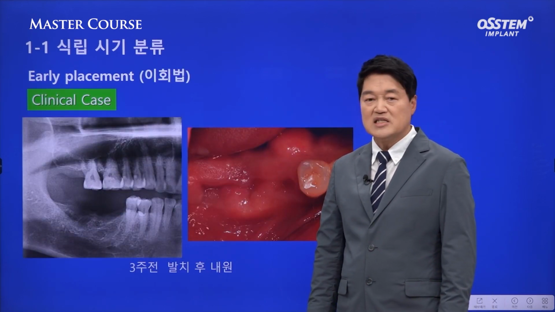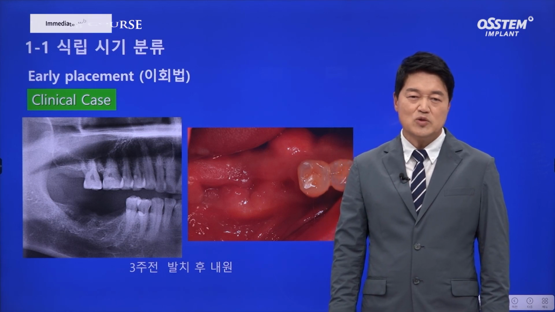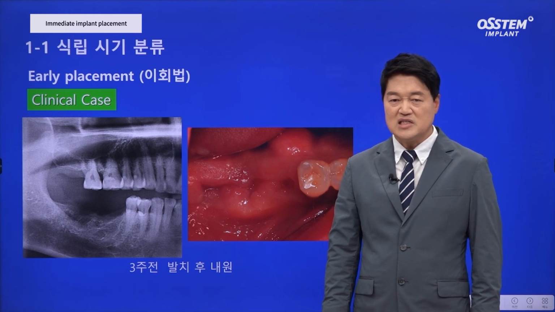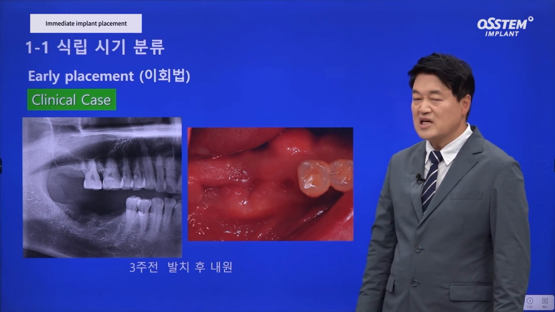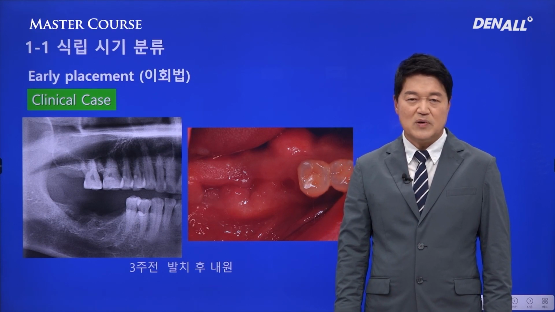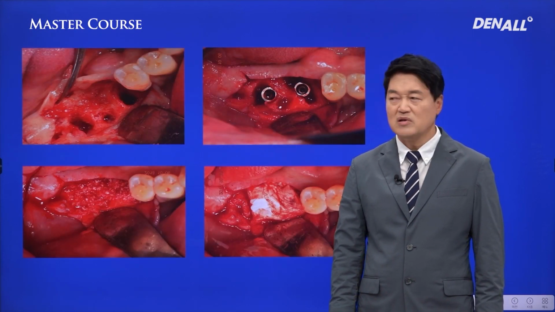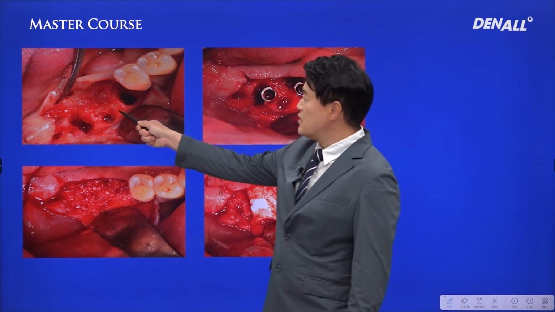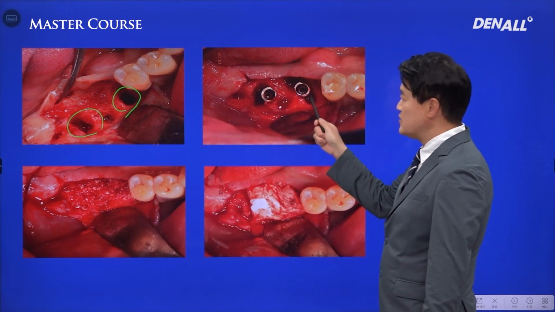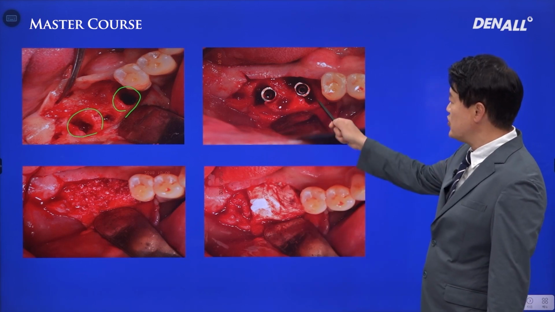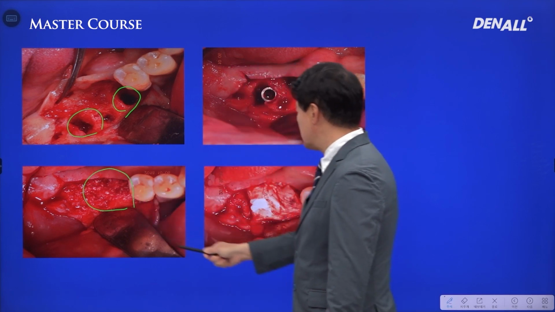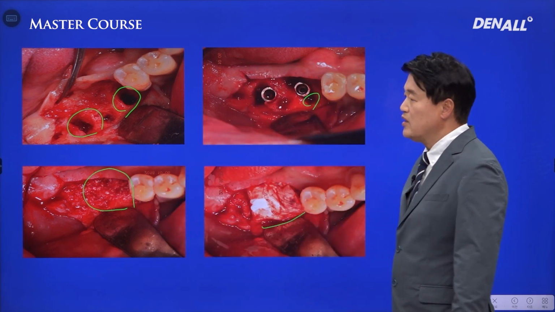Let's look at a case. After 3 weeks since extraction, implant was to be placed. This is before implant placement. This is clinical photo, and right after this, extraction was done, and 3 weeks later, implant was placed. As you can see, the extraction socket is still like this. Implant was placed, and in this gap area, GBR was done. Membrane was used.